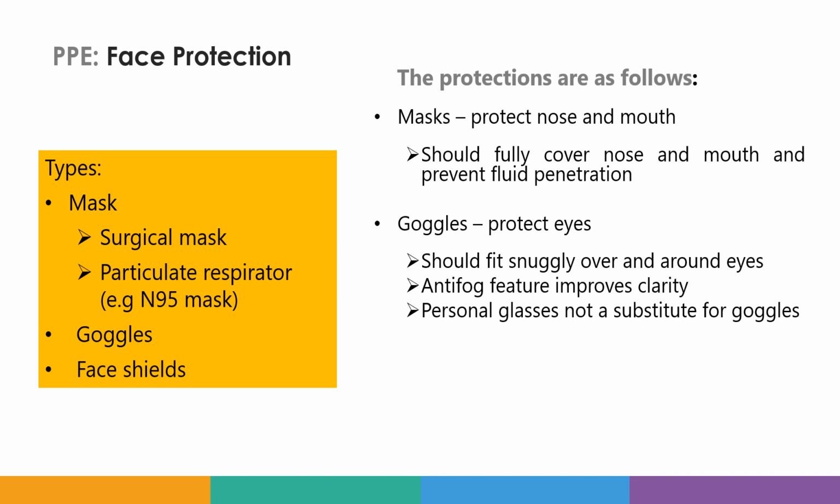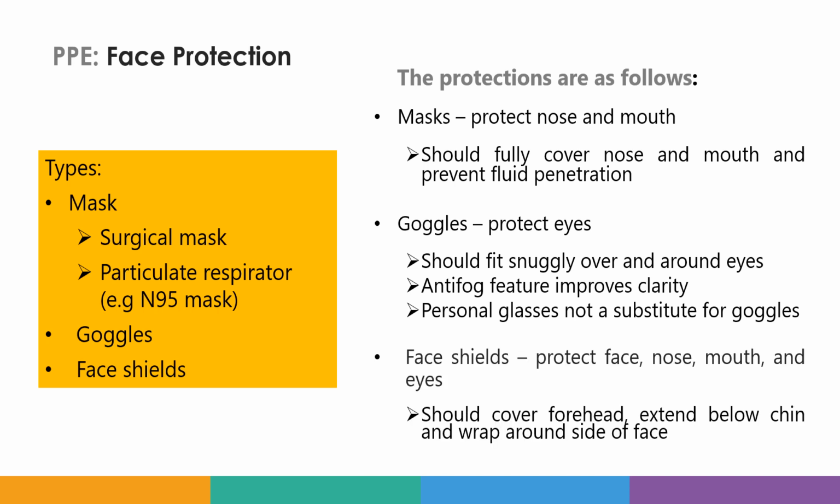The goggles protect the eyes. It should fit snugly over and around the eyes. An anti-fog feature would improve clarity. A word of caution, personal glasses are not a substitute for goggles. Face shields protect the face, nose, mouth, and the eyes. It should cover the forehead, extend to below the chin, and wrap around the side of the face.